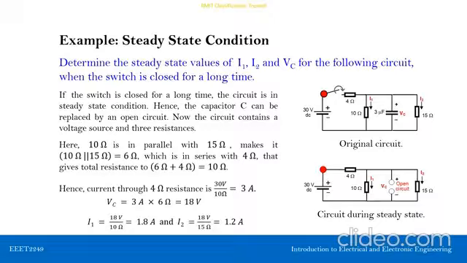Then the current through the I1 branch will be 18 volt divided by the 10 ohm resistance, which is 1.8 ampere, and the current through the I2 branch will be 18 volt divided by 15 ohm, which is 1.2 ampere.